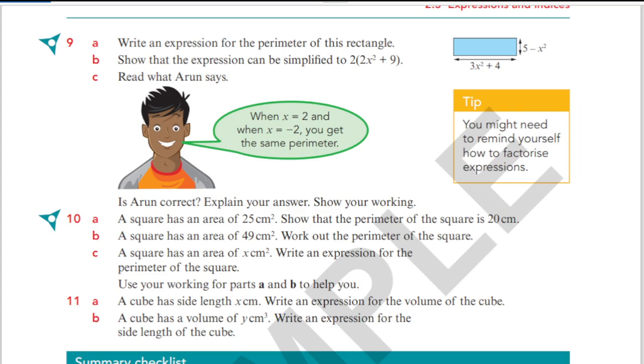So we have to find the perimeter of this rectangle. As we know, the perimeter is the sum of all sides. If this side is 5 minus x square, this side will also be 5 minus x square, and if this side is 3x square plus 4, this side will also be 3x square plus 4. So by adding these four sides, you can find the perimeter of this expression. So I solve this question for you.